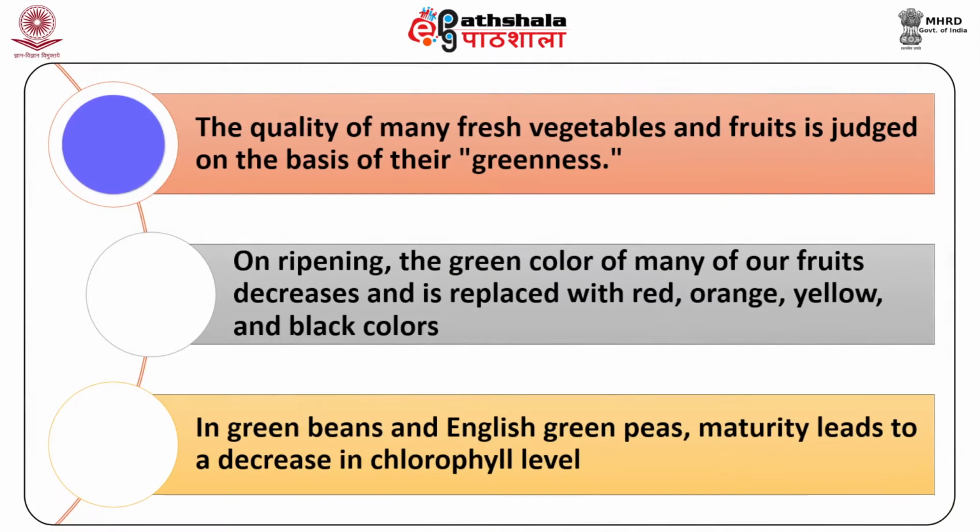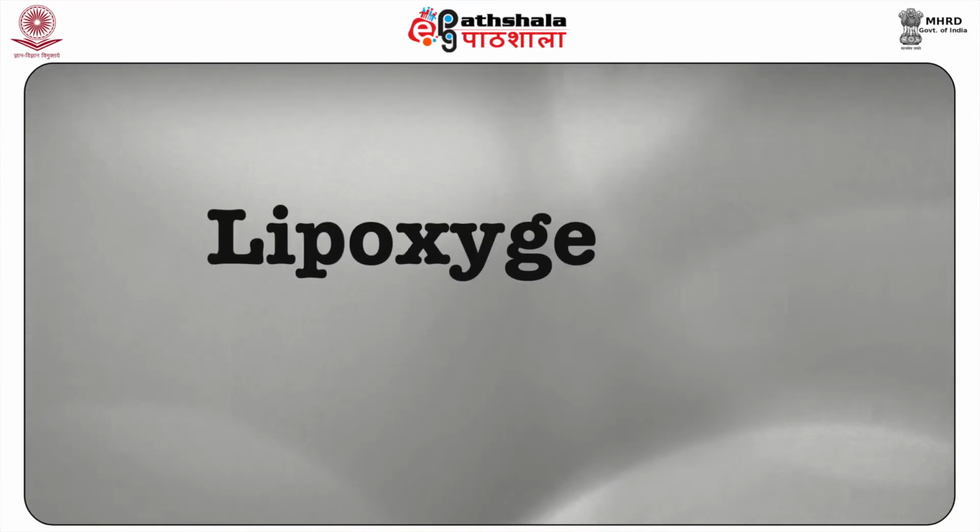The quality of many fresh vegetables and fruits is judged on the basis of their greenness. On ripening, the green color of many of our fruits decreases and is replaced with red, orange, yellow and black colors. In green peas and English green peas, maturity leads to a decrease in chlorophyll level. All of these changes are a result of enzyme action. Three key enzymes responsible for chemical alterations of pigments in fruits and vegetables are lipooxygenase, chlorophyllase and polyphenol oxidase. Let us now discuss lipooxygenase.